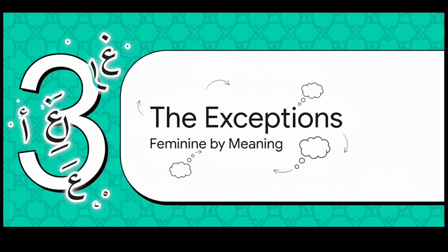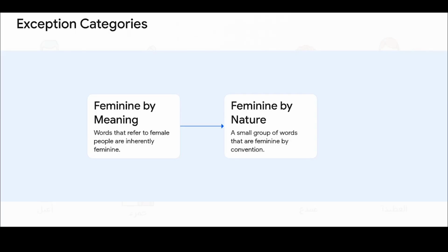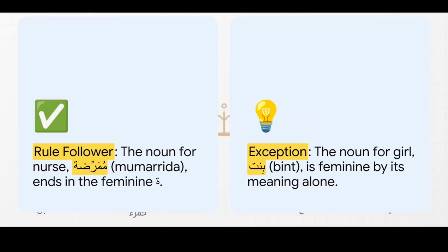Okay, so what happens when a word is feminine, but it doesn't have that magic little ending? Because, like any good language, Arabic has its exceptions. But don't worry, even the exceptions follow their own kind of logic. We can pretty much break these exceptions down into two main groups. The first one is what we call feminine by meaning, which is actually really intuitive. And the second is feminine by convention, and this covers a specific set of words you just kind of learn over time.